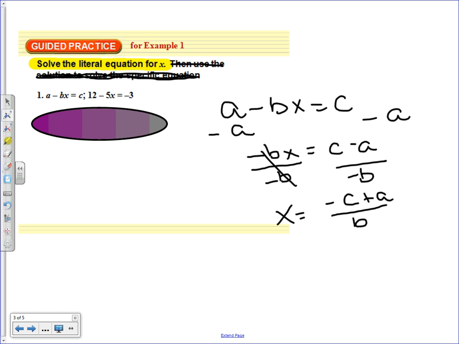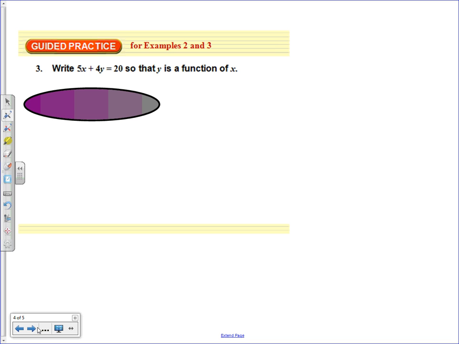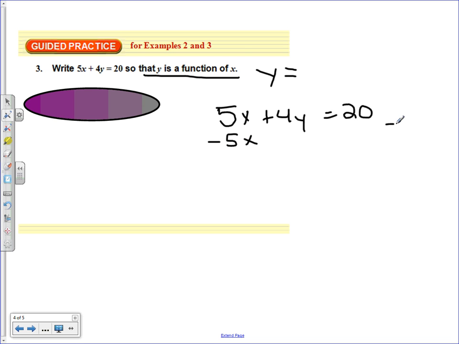This next direction talks about write 5x plus 4y equals 20 so that y is a function of x. You're going to hear me talk about this all year long. What this means is y equals. All those fancy words for our purposes right now mean y equals. So we have the equation 5x plus 4y equals 20. Let's get the 5x to the other side because we want it to be a y equals. 4y equals 20 minus 5x.